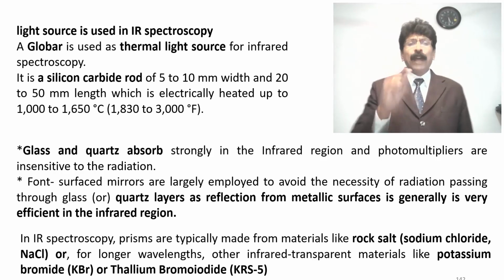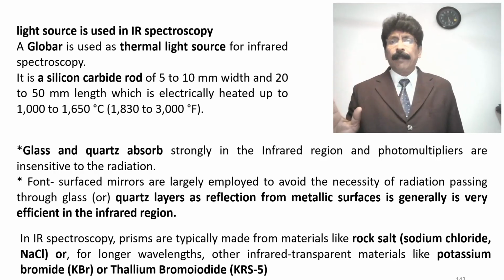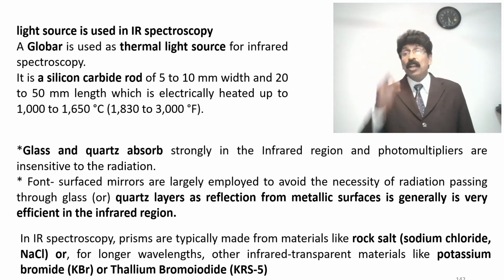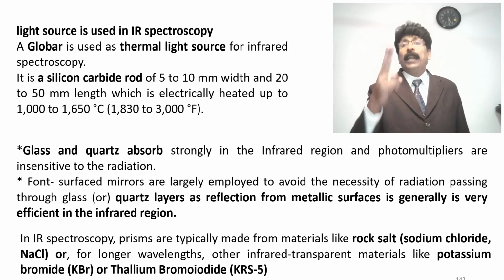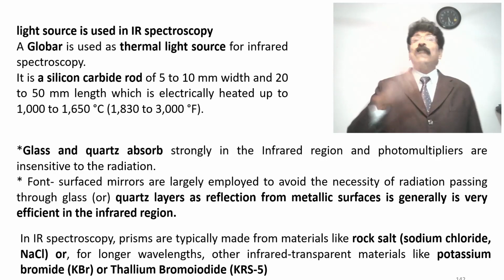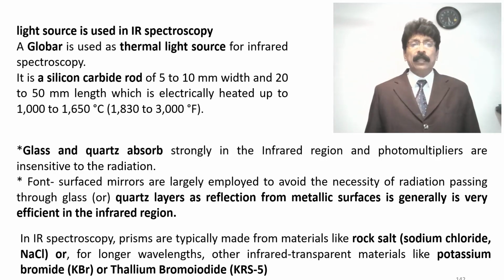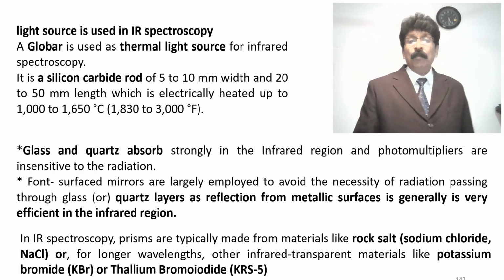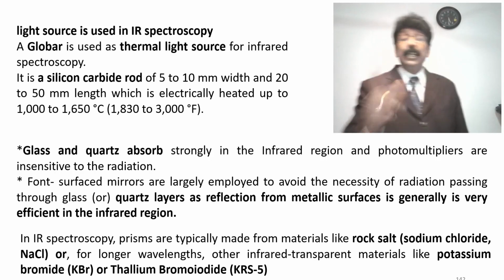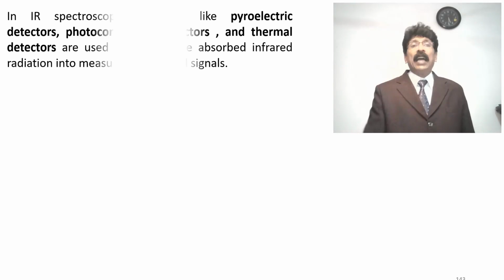In infrared spectroscopy, prisms are typically made up of a material like rock salt. What is rock salt? Sodium chloride. Simple, prisms made up of sodium chloride. For larger wavelengths, other infrared transparent materials like potassium bromide, KBr, or thallium bromoiodide, KRS-5, are used. So this also the students should remember as a point in IR spectroscopy.